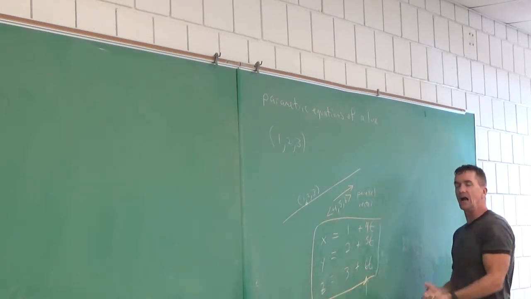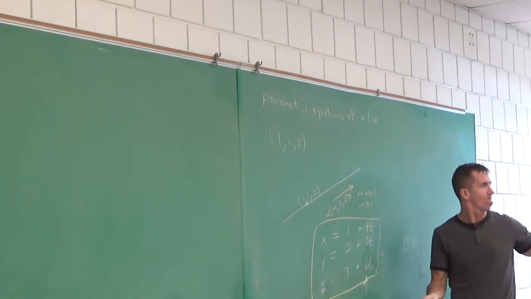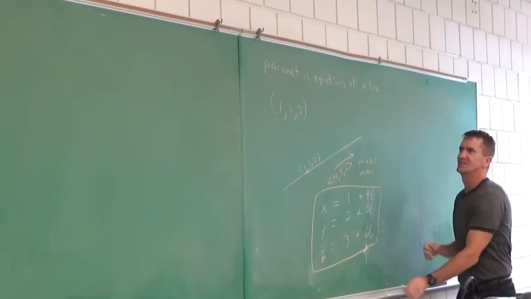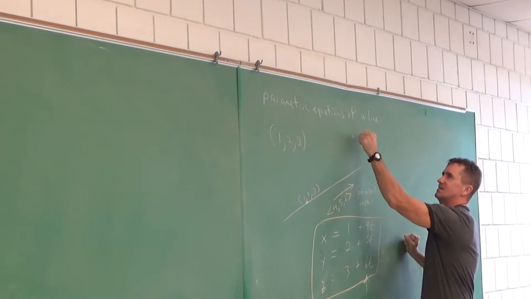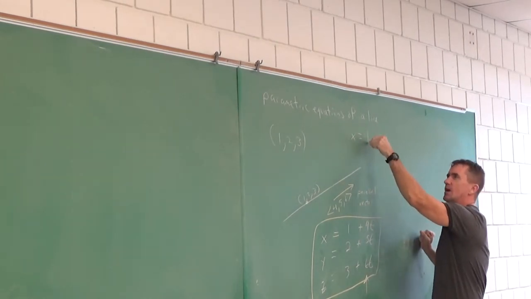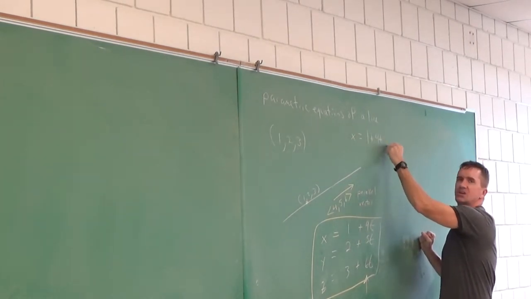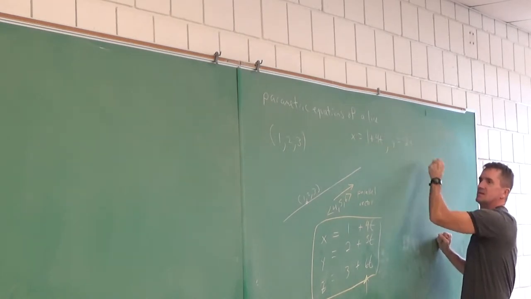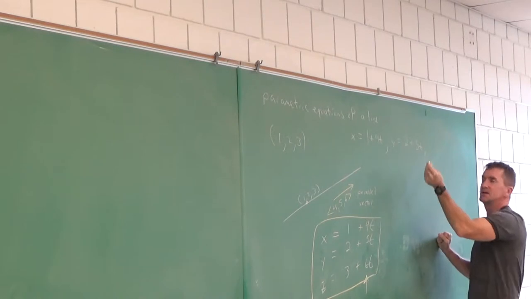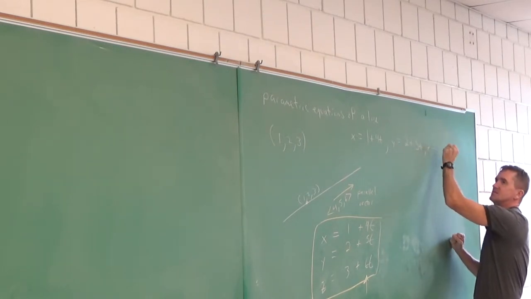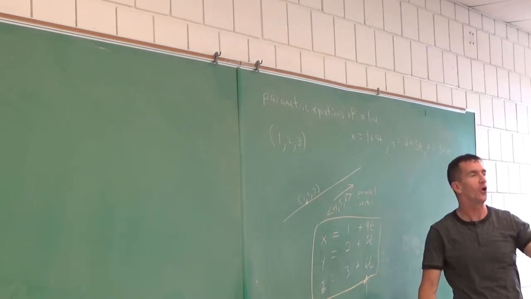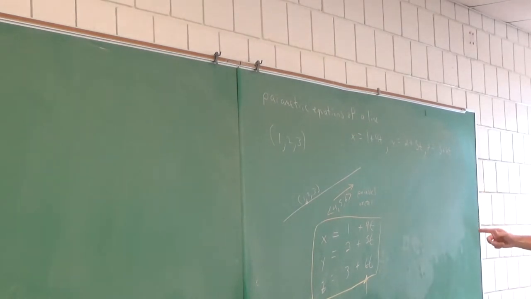Now, I wrote this vertically, right? Can you write it horizontally? Sure. What would it look like? My answer. X equals 1 plus the what? 4t. You could put a comma. Y equals 2 plus 5t. Put a comma. Z equals what? Because I need all of this to describe that one line.